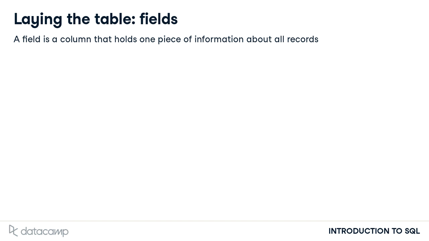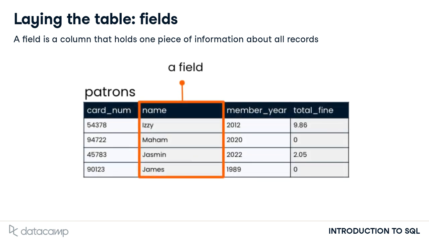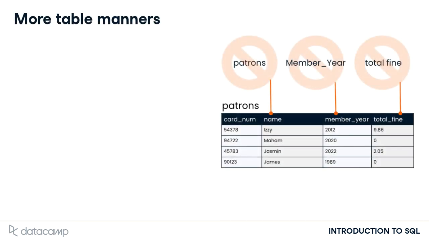A field is a column in a table. It holds one piece of information about all observations in the table. The name field in the patrons table lists all of the names of our library patrons. Because field names must be typed out when querying a database with SQL, field naming is important. Generally, field names should be lowercase and should not involve spaces.